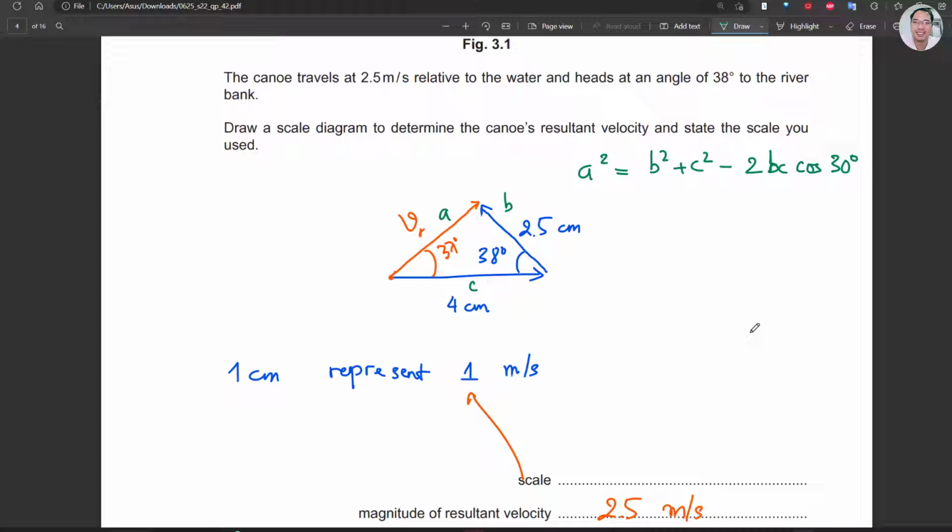But that's a lot longer than just using the ruler and measuring the length of this vector. 1 centimeter represents 1 meter per second. So if you measure this length to be 2.5 centimeter, it means 2.5 meters per second for the speed. Draw it accurately with the protractor, and then you can quickly determine the resultant velocity without too much calculation like this.